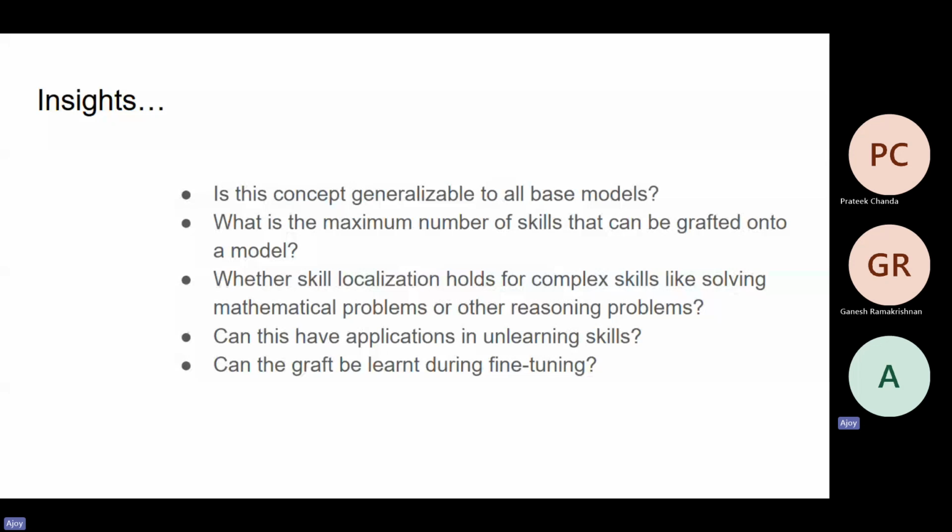Some of the questions that arise as an extension to what could be done after this paper were to check whether all skills are localizable, because they have done the experiments only for classification tasks. Checking whether skill localization holds for all skills, and if the graph could be learned during the fine tuning itself without training. Which we will address here.